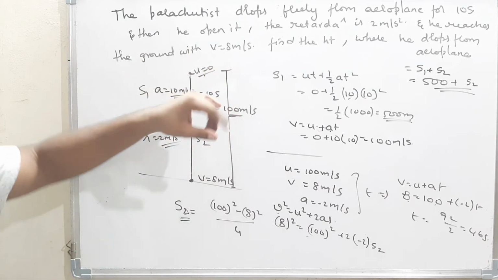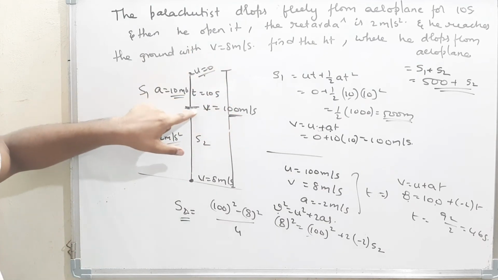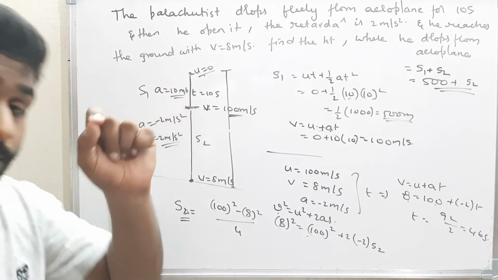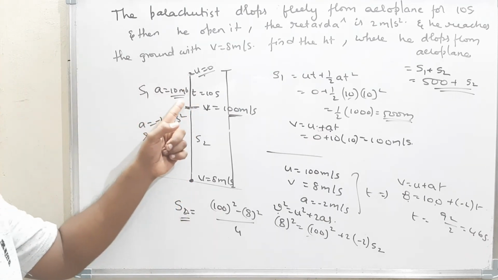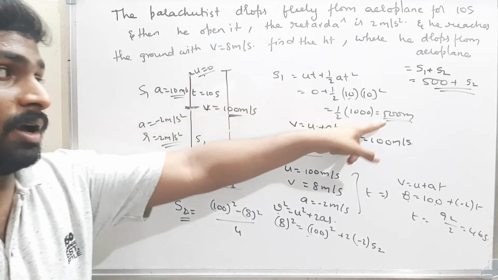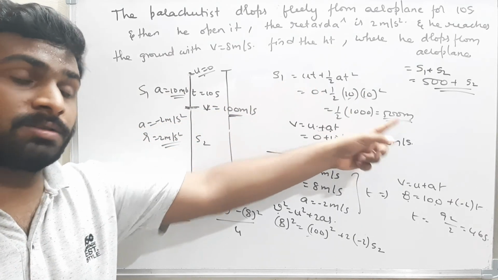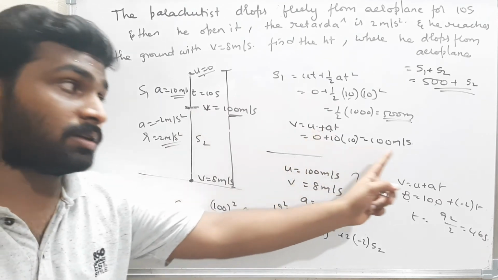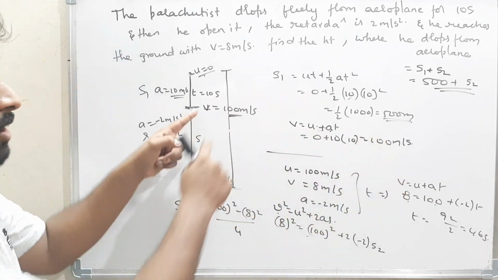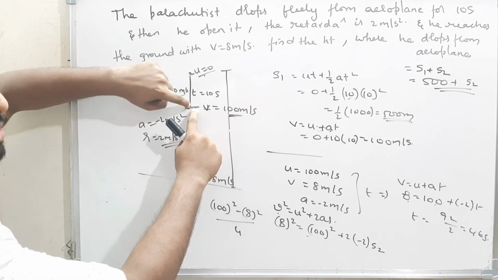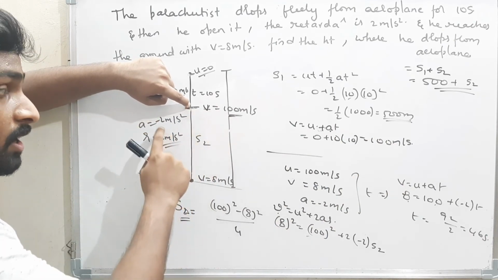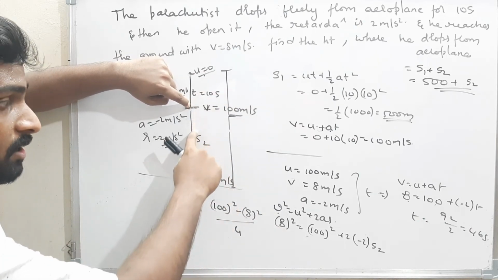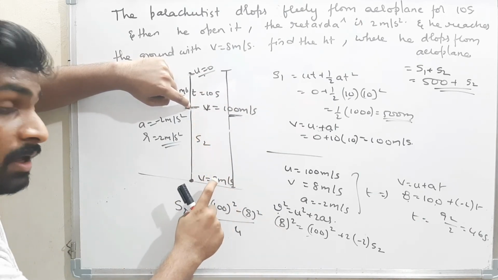What I did is simple: initial velocity is 0, the final velocity v I don't know, and the time taken is 10 seconds. For time t equal to 10 seconds, the acceleration is 10. Using the equation, I got the displacement as 500 meters. And the velocity, using v equal to u plus at, I got as 100 meters per second. From here he opens the parachute. Once he opens the parachute, the retardation is 2. That means the velocity gradually decreases, and finally the velocity becomes 8.